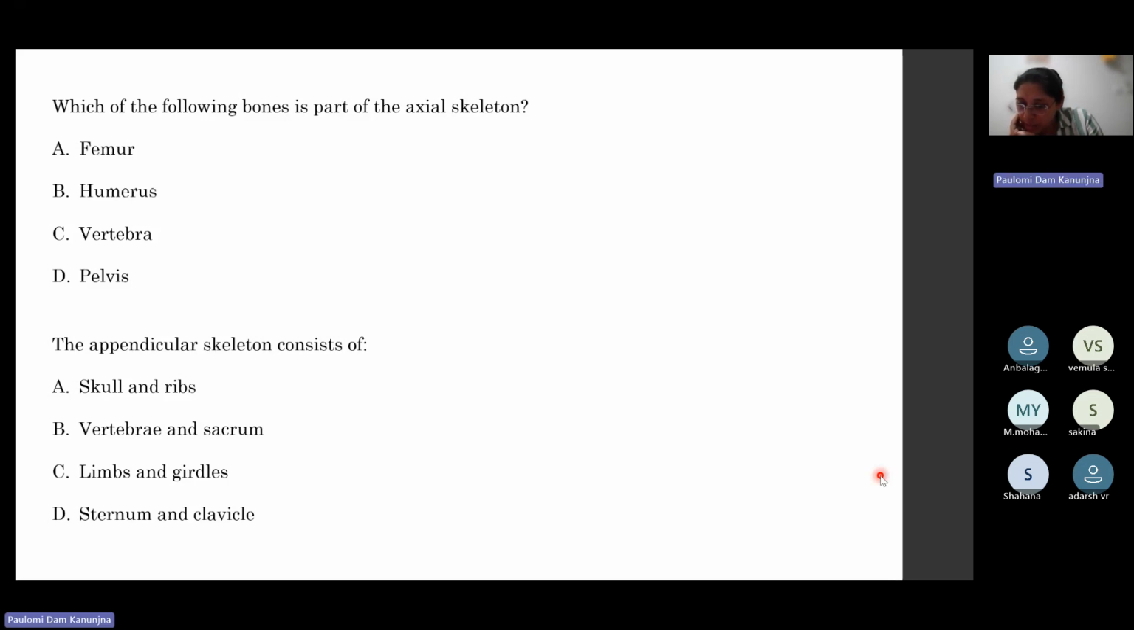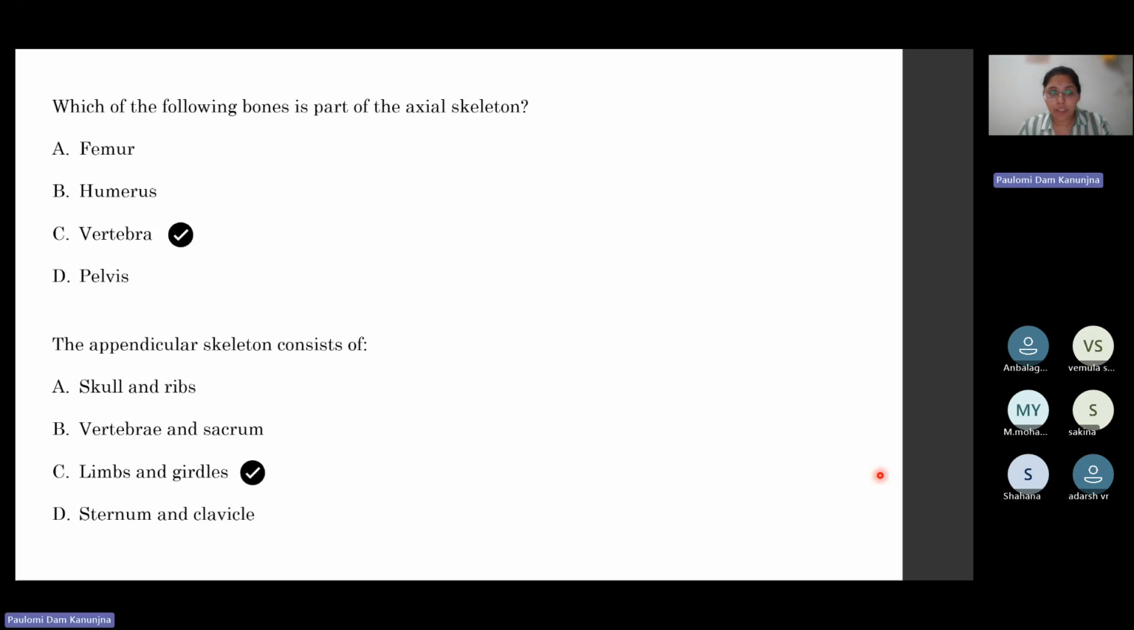One is C. Okay, what about the second one? Take your guess for about the axial and appendicular. Okay. Okay, let's look into the answers first.